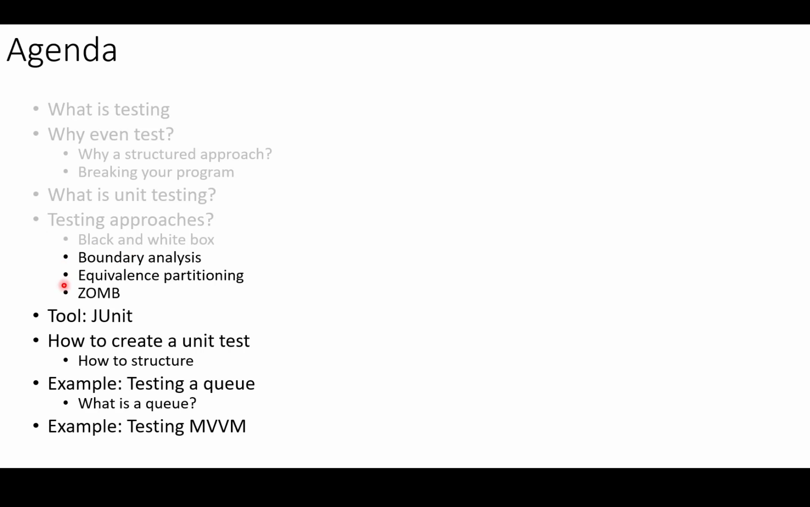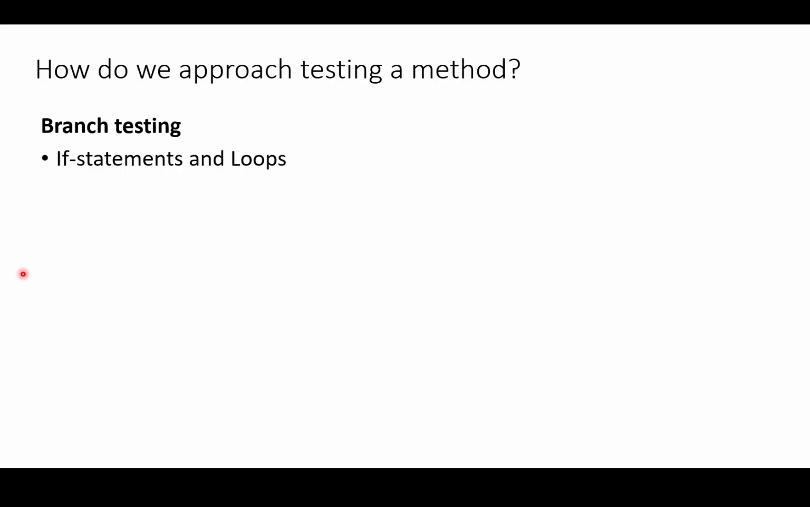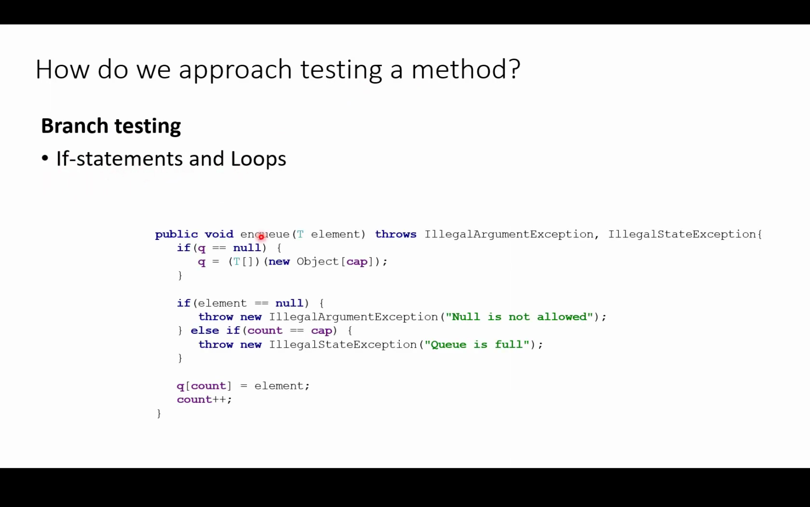Now it gets a bit more theoretical on how we actually define our test cases. So the question is, how do we approach testing a method? How do we figure out what to actually write in our unit tests? And I've mentioned the branch testing, that you have to cover if statements and loops. You can read these if statements, see what happens if Q is null, okay, something is done. What happens if the argument is null, something is done. Count equals capacity, we saw that, something happens here. So there are branches here that we may need to test.